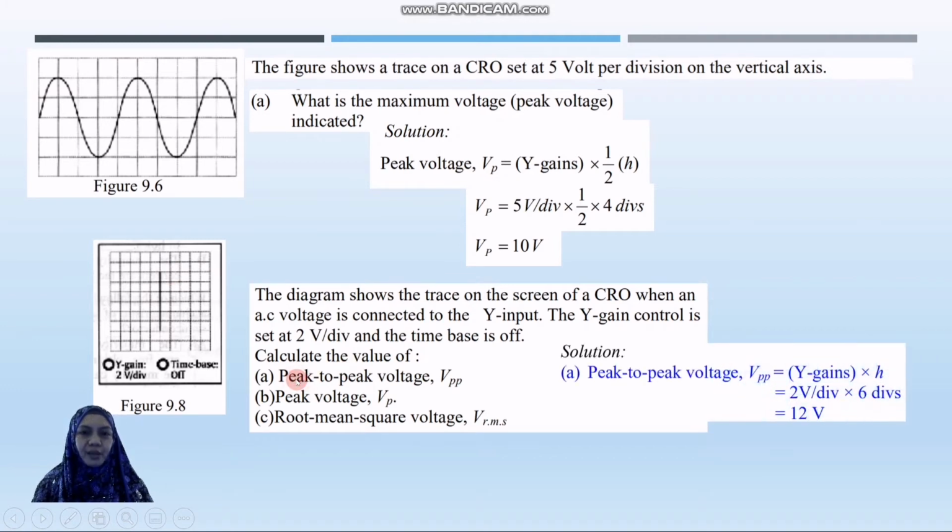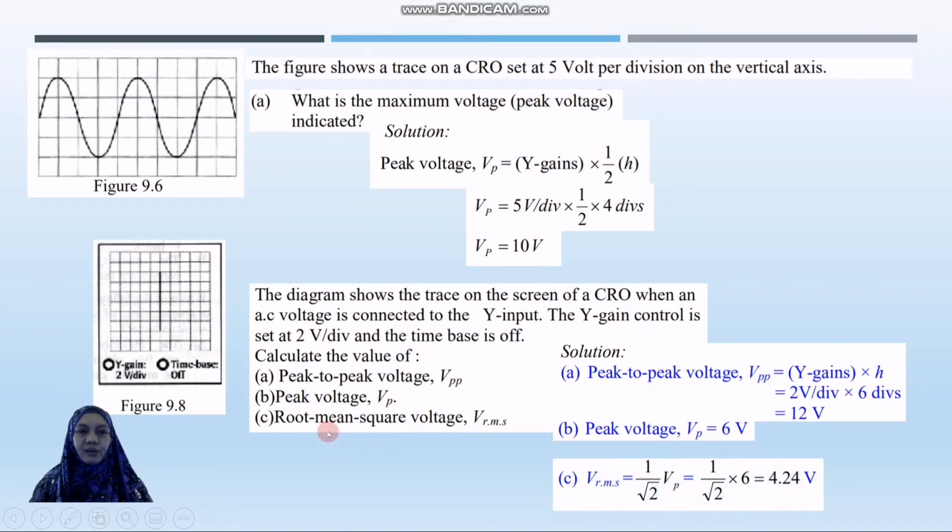So how to find the peak-to-peak voltage? This is the setting on the Y gain multiplied with the H displacement from the low to the high peak, which is 6 division. Okay, 1, 2, 3, 4, 5 and 6 division multiplied with the setting on the Y gain, so the peak-to-peak voltage is 12 volt. Second, the peak voltage. So peak voltage VP is half of the peak-to-peak voltage. So half multiplied by 12 will give us 6 volt.